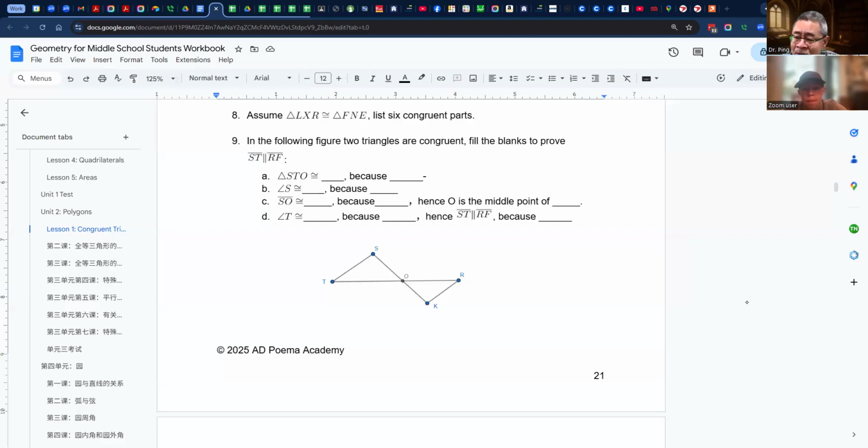Well, actually, there is some missing information. We should add something. We know SO is congruent to KO. So this is congruent to this, and also TO is congruent to RO. That's missing. Oh, sorry, RO. So this side is congruent to this side. Good. Yeah, and that should be there.